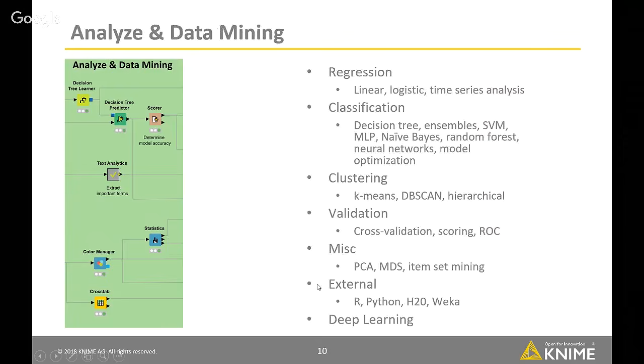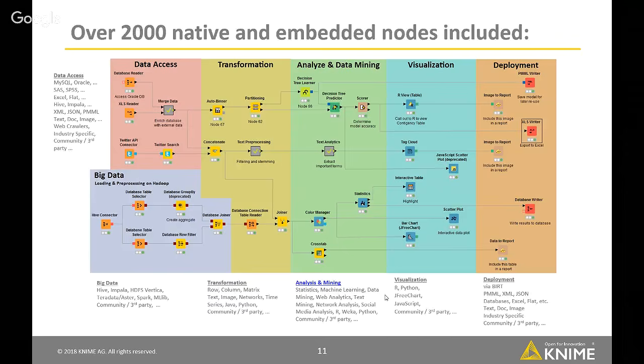So I'm going to click to give you an example of what we provide. Again, there is more that you can look at on our website, but as an example, we support linear and logistic regression. For classification, we have random forest, neural networks, model optimization, K-means for clustering, scoring, and for validation. We also have PCA. And in addition, we have integration with R, Python, H2O, for example, as well as deep learning. So we have a very rich set of nodes, not only our own native nodes, but also nodes that you can use for integration with other platforms.